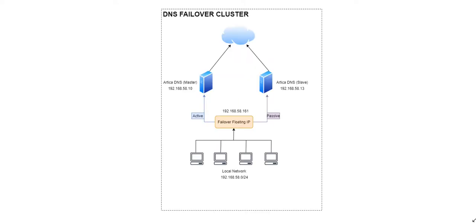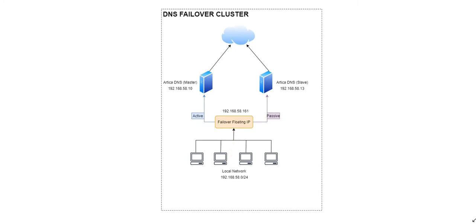Hello everyone, today we will show you how to create a highly available DNS service in failover. In this example we will use two Artica DNS servers, one floating IP, and one client. The first DNS server will be our master or primary server, and the second one will be our slave or secondary node. The floating IP is the IP that will be shared between the failover nodes.